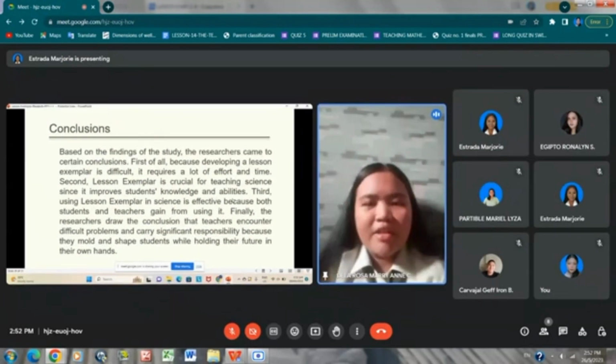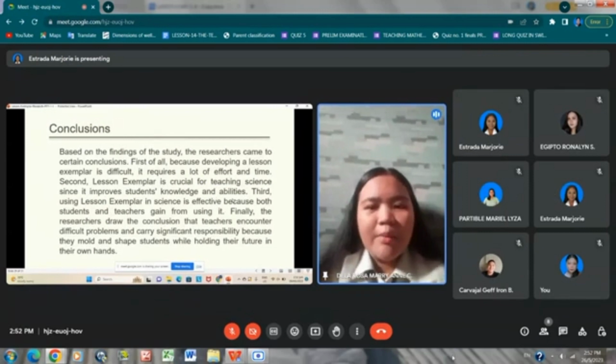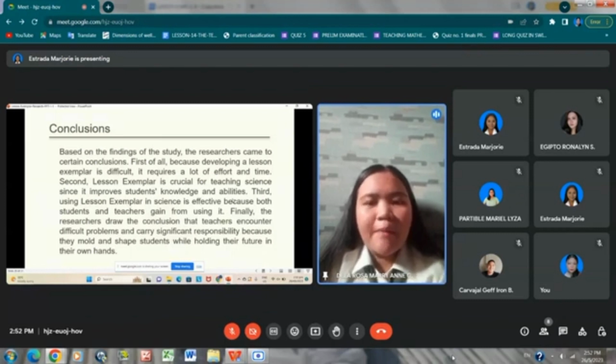Conclusions. Based on the findings of the study, the researchers came to certain conclusions. First of all, because developing a lesson exemplar is difficult, it requires a lot of effort and time. Second, lesson exemplar is crucial for teaching science since it improves student knowledge and abilities. Third, using lesson exemplar in science is effective because both students and teachers gain from using it.